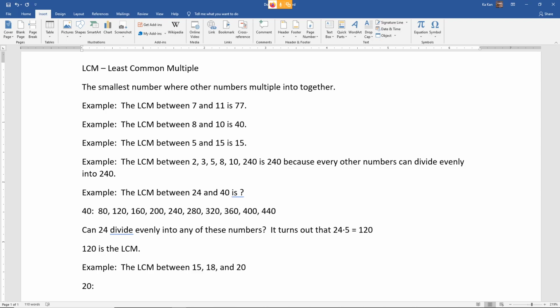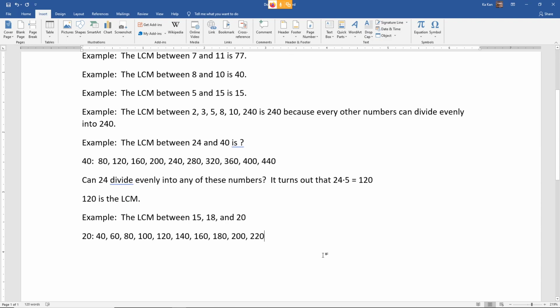20, what are the multiples? 40, 60, right? 80, 100, 120, 140, 160, 180, 200, 220. Right? So I'll just stop right here. Now my question is, what number can 15 go into? What number can 15 go into, and what number can 18 go into? That's the key. Now, you might have multiple numbers, but the key is which number can all 3 go into at the same time. So 15 got to go in, 18 got to go in.